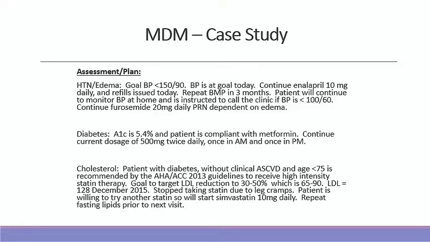Diabetes A1C is 5.4%, and the patient is compliant with metformin. They are to continue the same dose of 500 milligrams twice daily in the AM and PM.